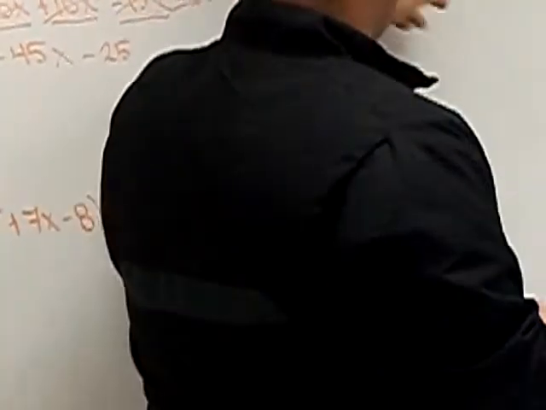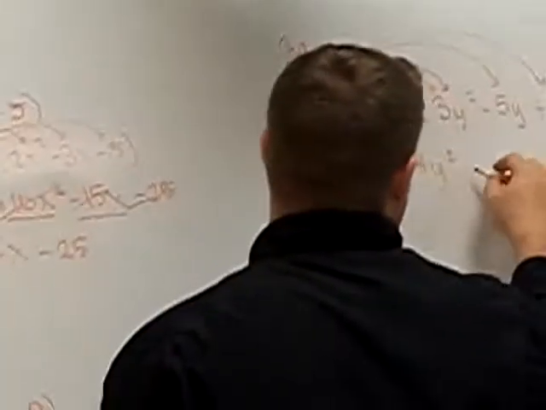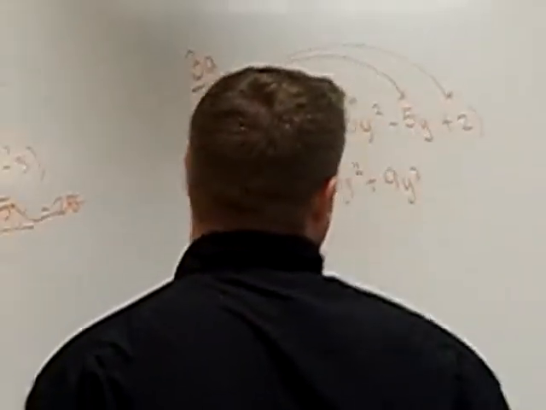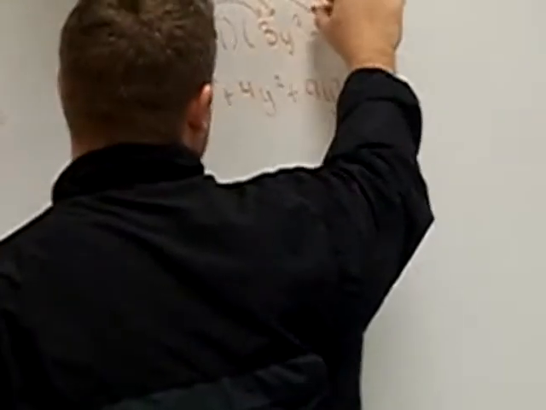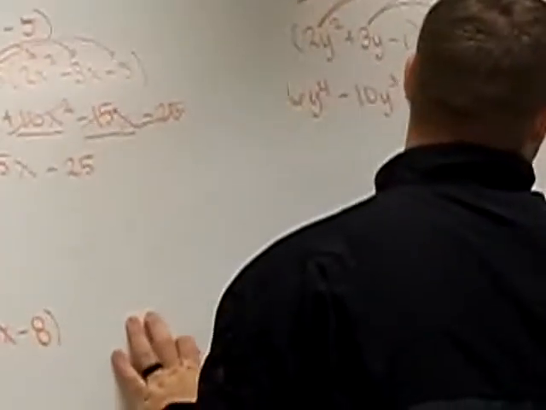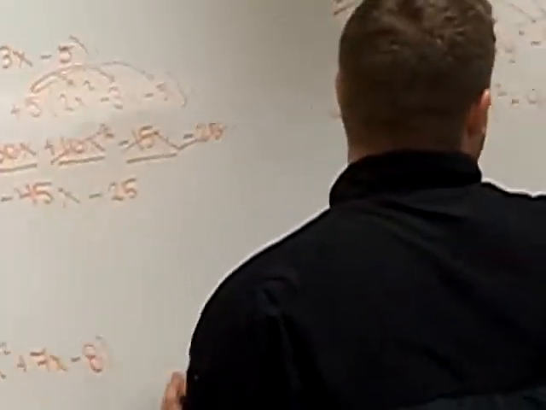Alright, then you move to the next term. This 3y. So 3y times 3y squared. 3 times 3 is 9. Y times y squared is y cubed. 3y times negative 5. 3 times negative 5 is negative 15. Y times y squared. Alright, 3y times 2. 3 times 2 is 6. Y times 1 is y.